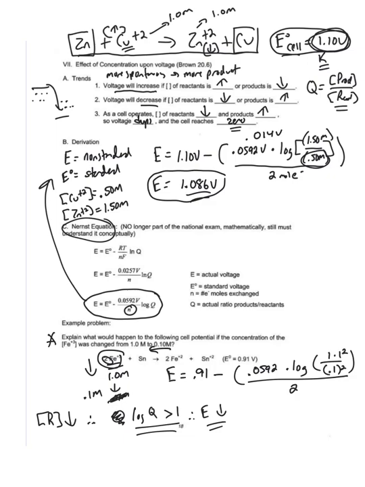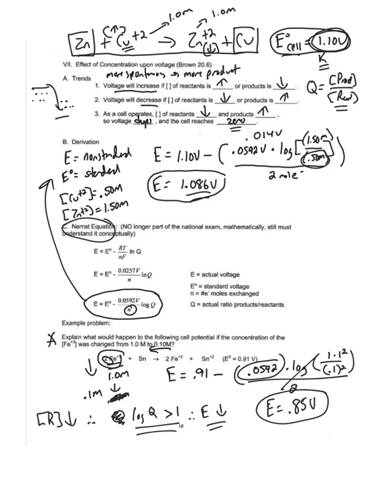Alright, so the log of 1 divided by 0.1 squared, it's being 2, when the 2's cancel, and so this whole term is going to end up becoming 0.0592 volts. So 0.91 minus 0.0592, and we get a new voltage of 0.85 volts. So we predicted that the voltage would drop, and indeed that's exactly what we see.